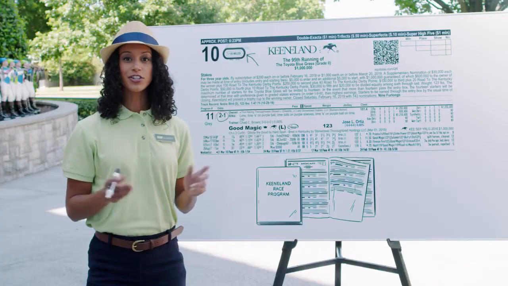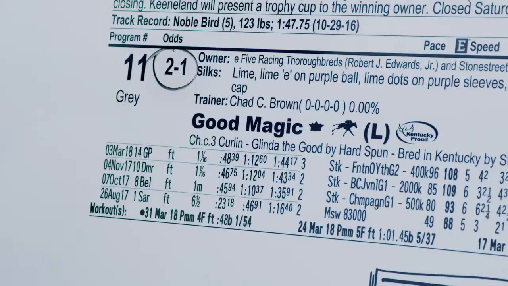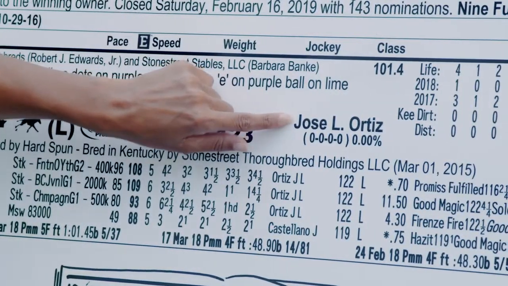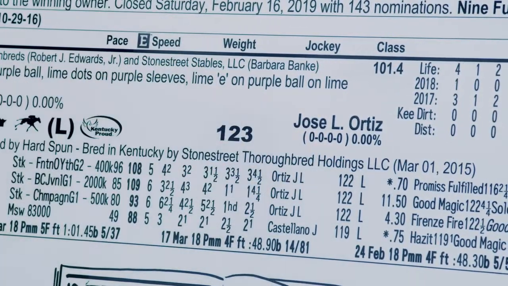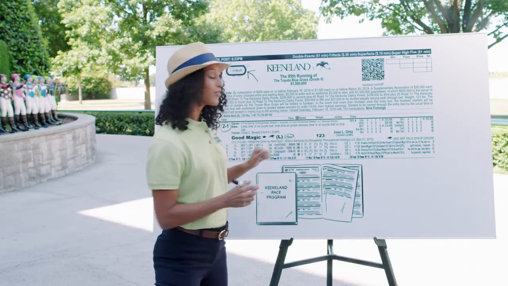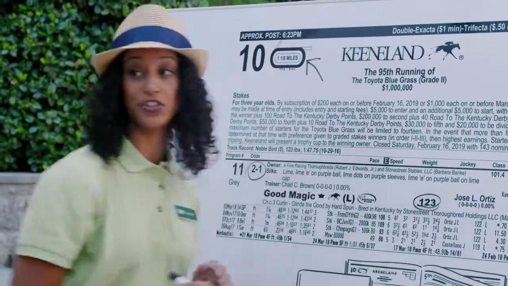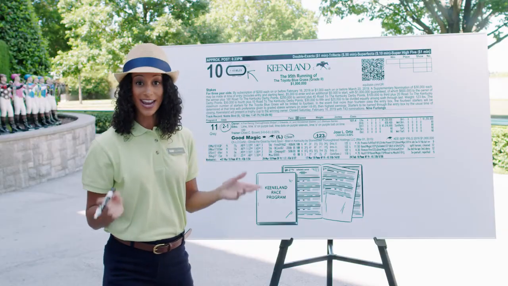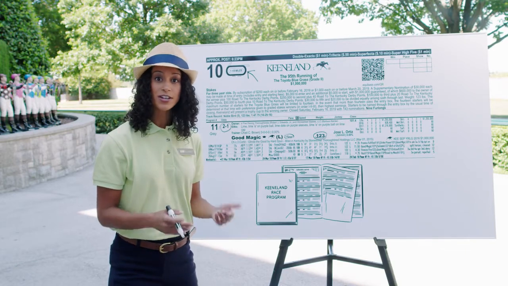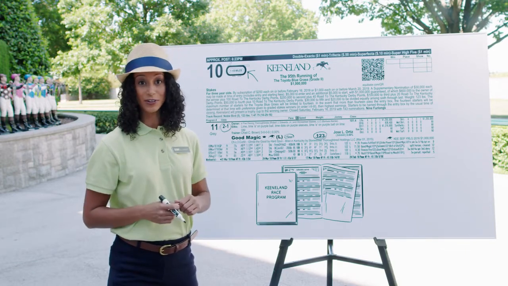Also in this section, you can find the owner, the trainer, and the jockey, as well as their win percentages for that race meet. To the left of the jockey, you'll find the total weight carried by the horse. In some races, called handicaps, the better horses will be required to carry more weight than others to make for a more level playing field.